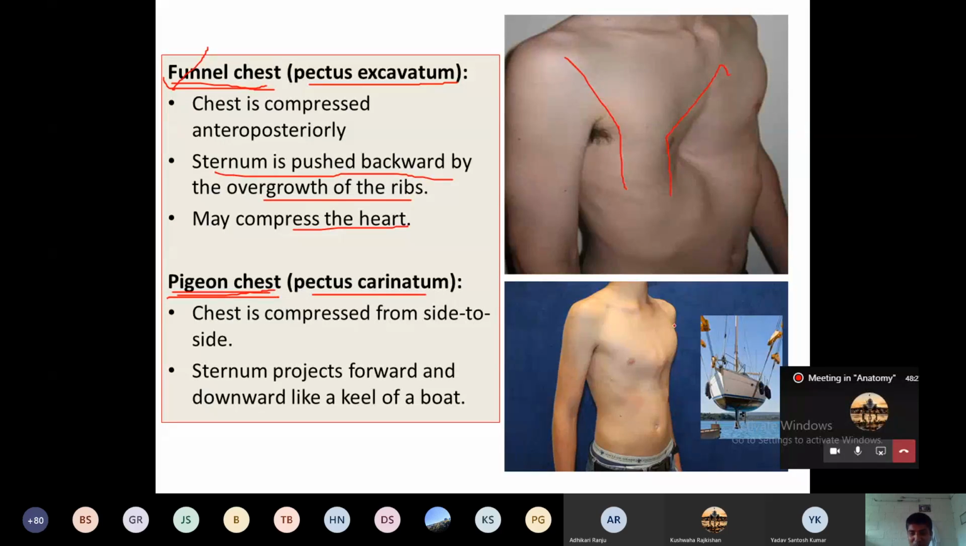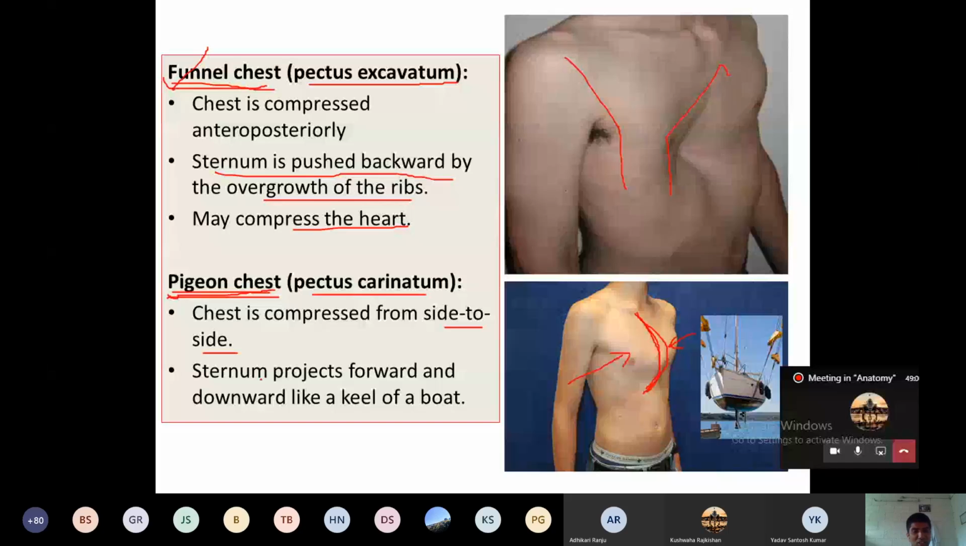Okay, and obviously I'm also seeing the chest of the pigeon. The chest of the pigeon is like this, a very small chest, and then it is projected forward. This is because the chest is compressed from side to side. Narrow chest. So the anterior part is projected forward. In the before case, the funnel chest is compressed anteroposteriorly. Here, the chest is compressed side to side. Okay, this condition is known as the pigeon chest.